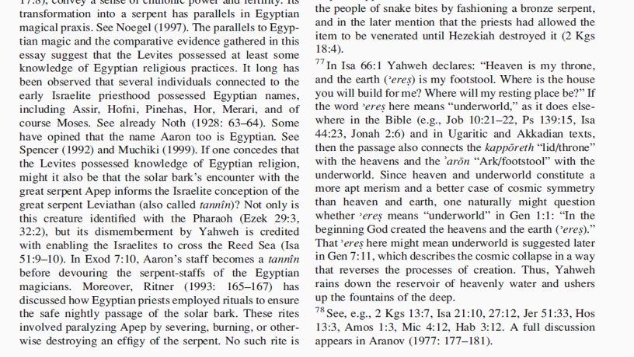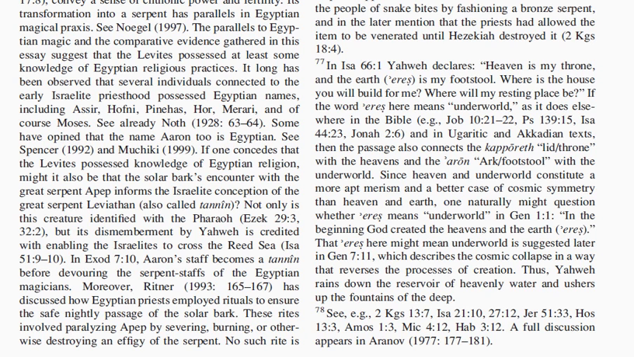The parallels to Egyptian magic and the comparative evidence gathered in this essay suggest that the Levites possessed at least some knowledge of Egyptian religious practices. It long has been observed that several individuals connected to the early Israelite priesthood possessed Egyptian names, including Asir, Hophni, Pinhas, Or, Merari, and of course Moses. See already North 1928, pages 63 and 64. Some have opined that the name Aaron too is Egyptian. See Spencer 1992 and Muchiki 1999.